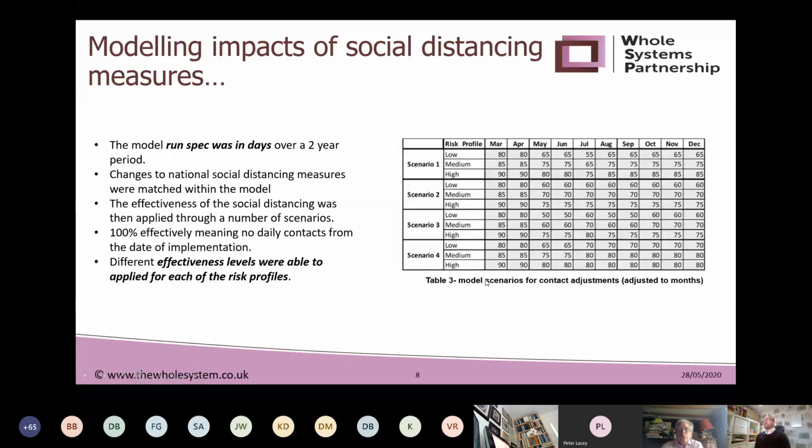So the impacts of the social distancing measures, here we've got the four scenarios across each of the risk profiles. These are quite crude at the minute and are quite sensitive to change. The model is sensitive to small changes in these, and we are looking to develop this further. But there you can see how each of the scenarios have different levels of effectiveness for each of the risk groups, and that affects ultimately the impact of the social distancing measures on the model.